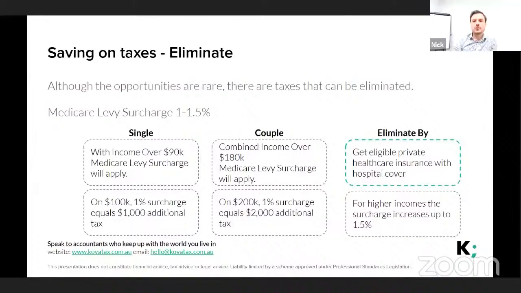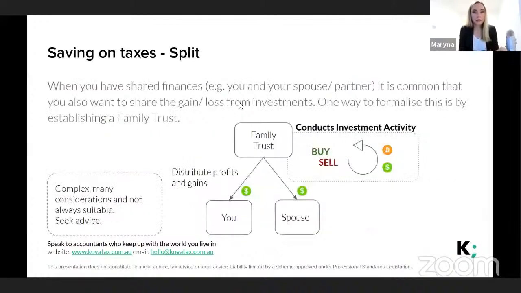So if you're single and you're expecting income over 90K, you should have a look at this. Or if you have a combined income as a couple over 180,000, then you should have a look at this. You can see if it's going to be worthwhile for you or not, but it's something to be aware of. It is a tax that can be eliminated. It's also important to know that every day is counted. When you join in the middle of the year, you will only be exempt for half of the year, and for the other half you will still have to pay Medicare levy surcharge. So the earlier you join, the better.